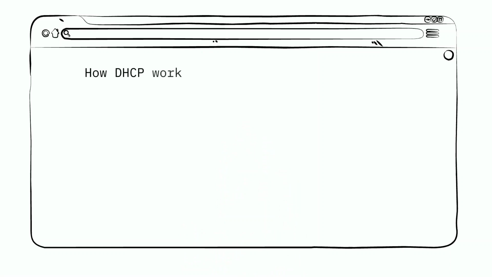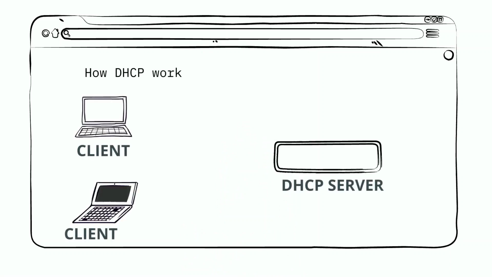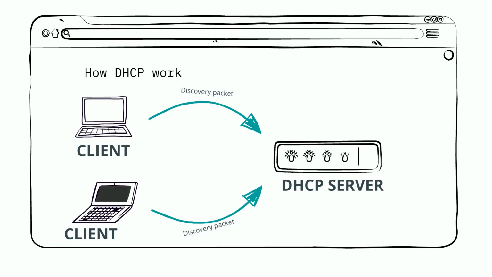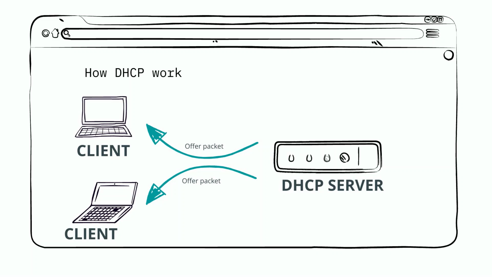So, how does DHCP work? There are 4 steps. The first step is the client sends a discover packet to the DHCP server, saying that, "Hey, I'm a new device. I don't have an IP address. Give me an IP address." The server will respond with a DHCP offer packet. "Here's your IP, 192.168.1.100."